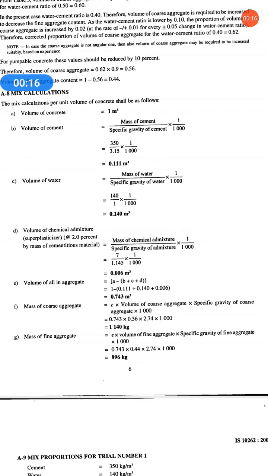Volume of chemical admixture means the super plasticizer you are using here. If you are not using any kind of super plasticizer, then skip this part. So volume of chemical admixture, see, it will be 2% by mass of cementitious material. Okay, 2% of the cementitious material.